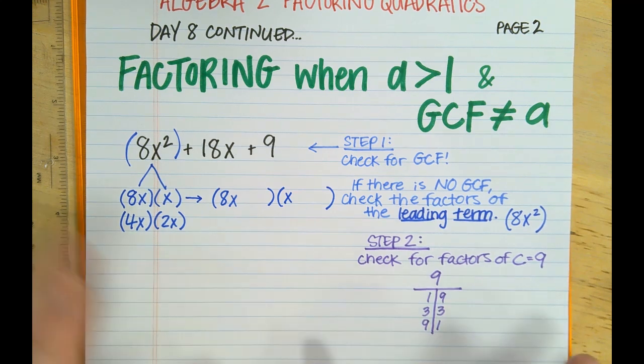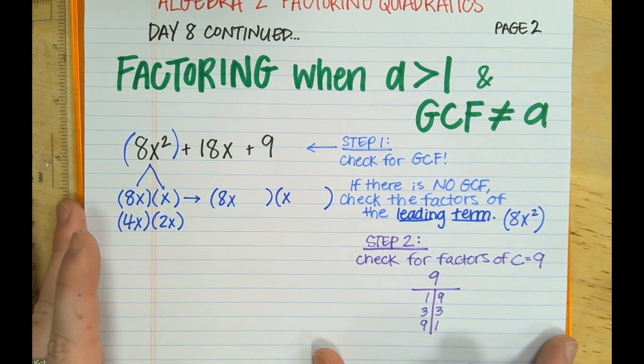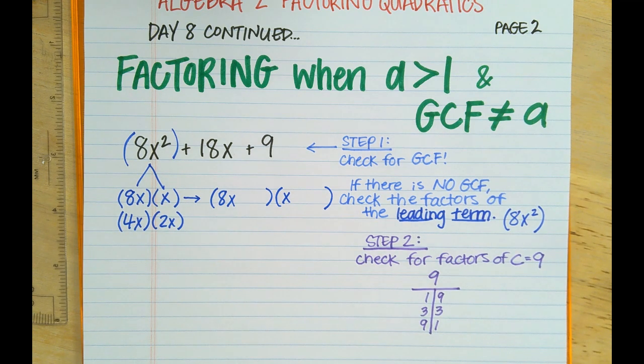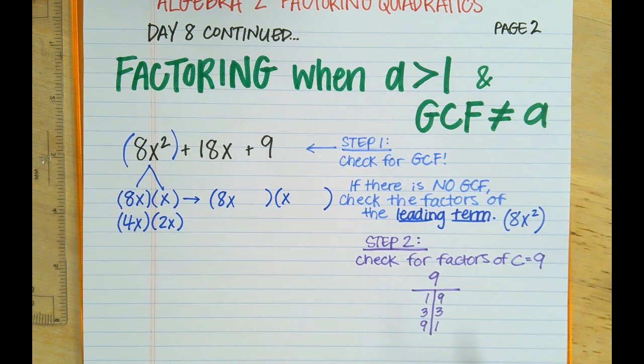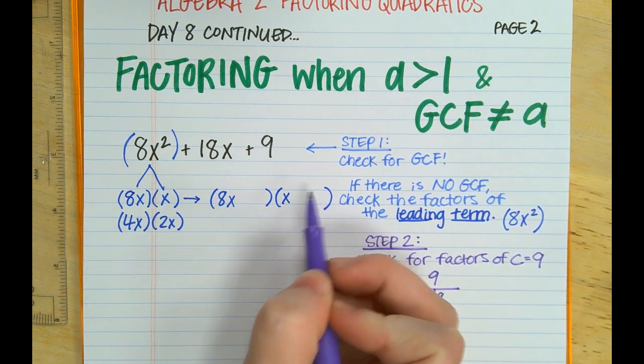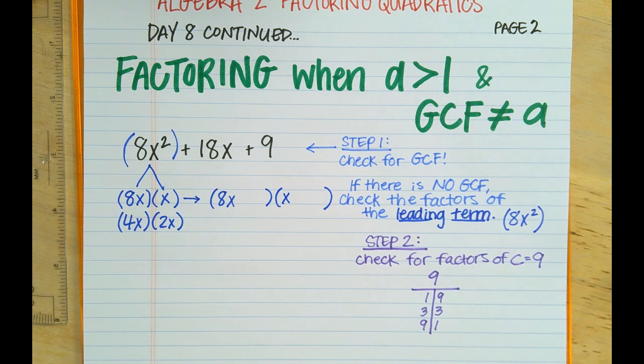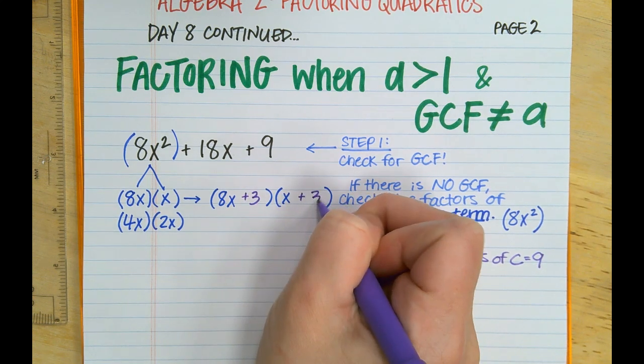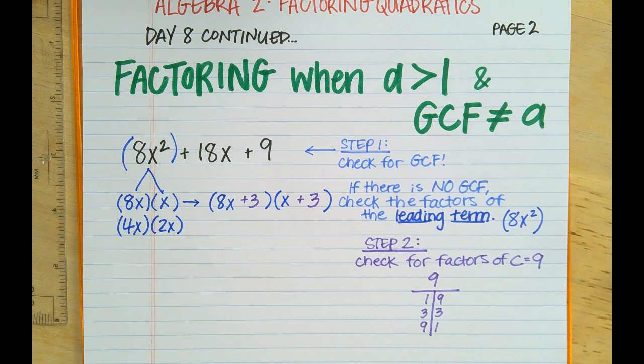Okay, is everyone with me so far? Does anyone need me to back up? Okay, awesome. So what am I doing with these factors of C, the factors of 9? We're going to put them into our parentheses and check them. Is there any of these you guys want to check? Let's try 3 and 3. All right, and how do I check if it works? This is where I like to use that rainbow method.